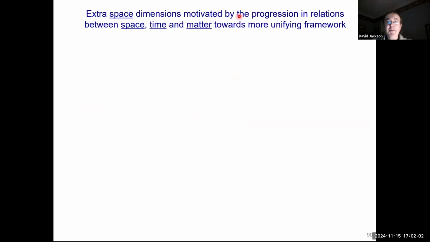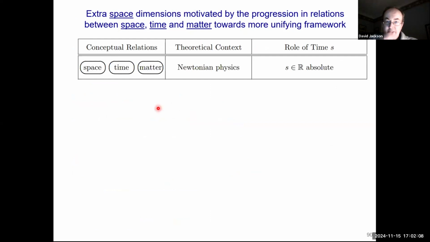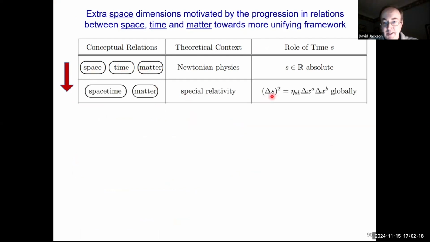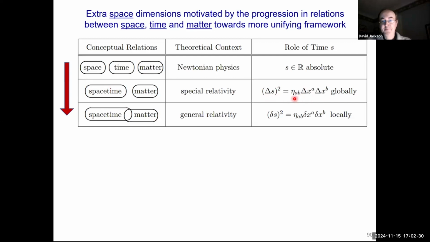So extraspatial dimensions are motivated in part by a progression in relations between space-time and matter towards a more unifying framework. In Newtonian physics, you have absolute space and time independent, and then you introduce matter. In special relativity, on the global scale, you introduce proper time, and you have this Minkowski space-time. So it's more unifying because space and time are brought together. In general relativity, this quadratic form with Lorentz metric only applies locally. And what I mean by interlinking space-time and matter is that the Einstein field equation directly relates our space-time geometry with matter. So now we've got one sort of interlinking thing.